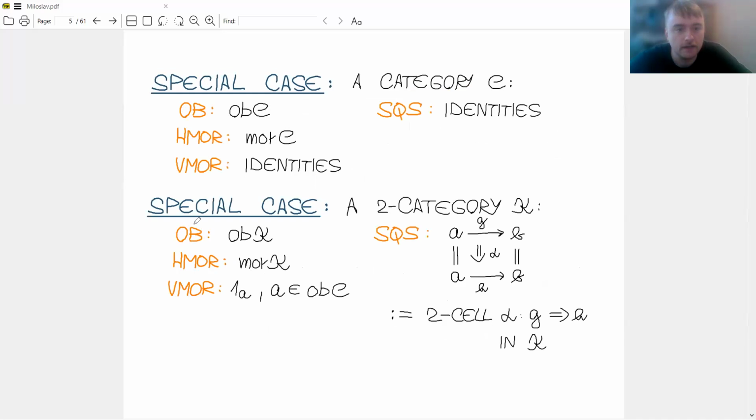the objects are the objects of the two-category, horizontal morphisms are morphisms of the two-category, and vertical morphisms are trivial. And the squares, there are only squares of this form, and they correspond to two-cells in the two-category.